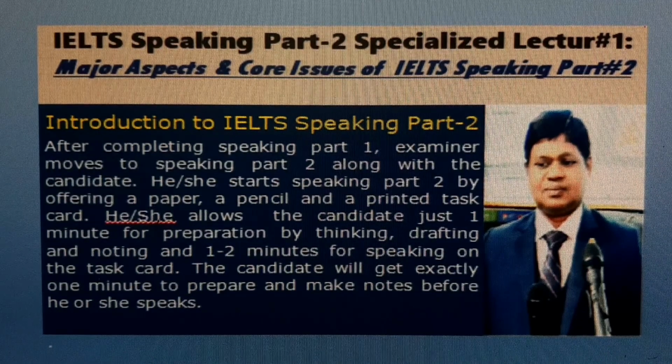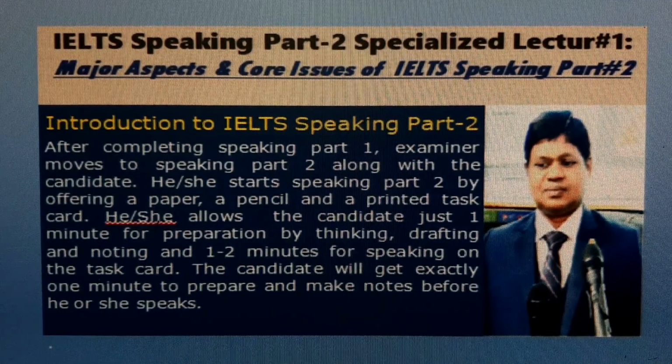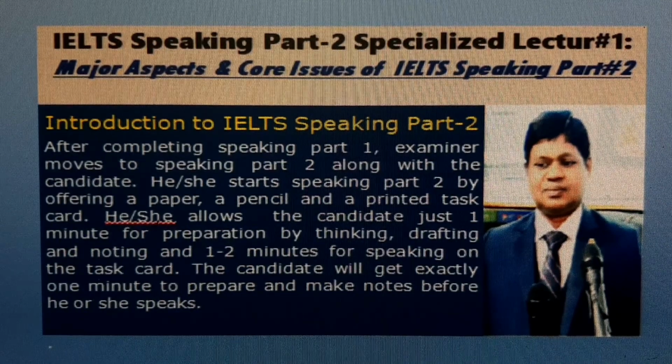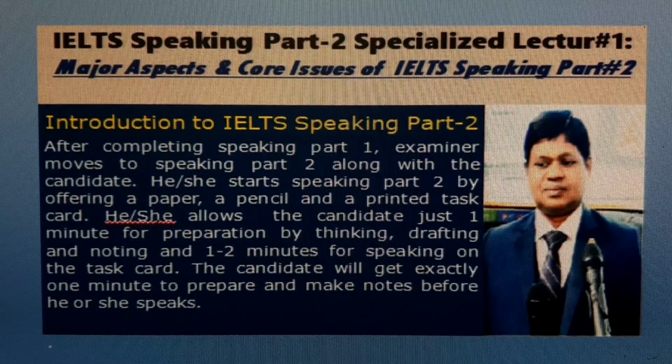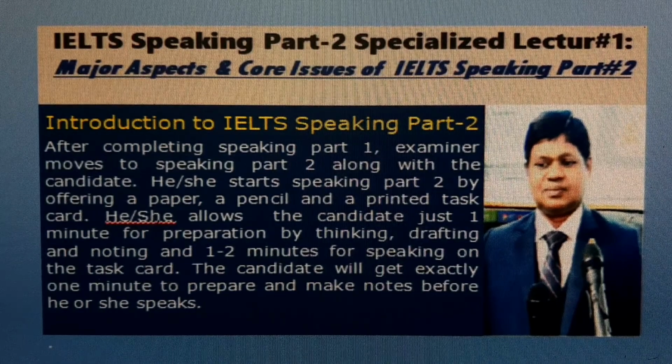Our speaking part 2 is on presenting a cue card or task card, where the candidate is provided with a cue card as stimuli to promote speech. Candidate is also provided with a sheet of paper and a pencil for taking a draft. He or she is allowed only 1 minute for preparation by thinking and noting and 1 to 2 minutes for speaking on the task card.